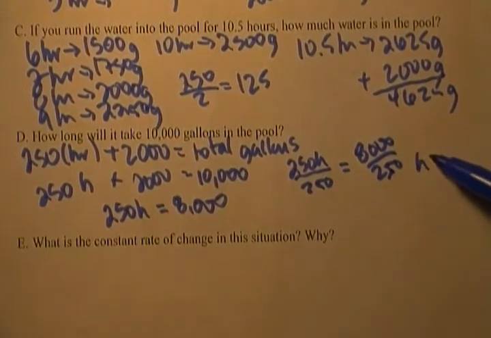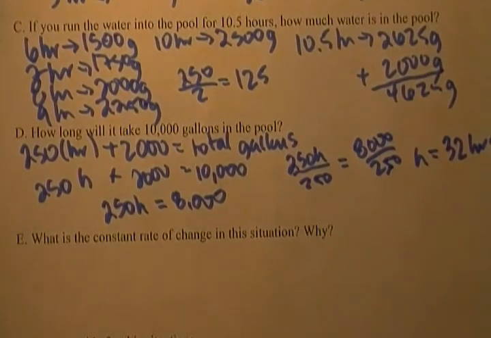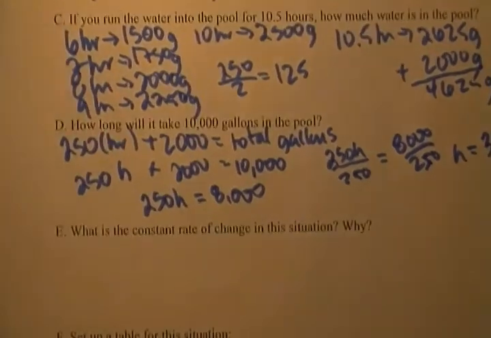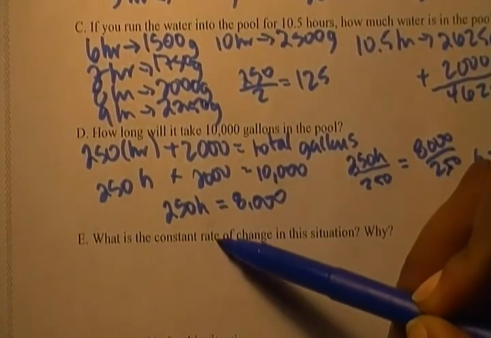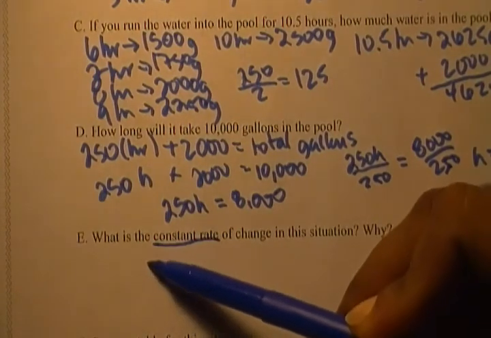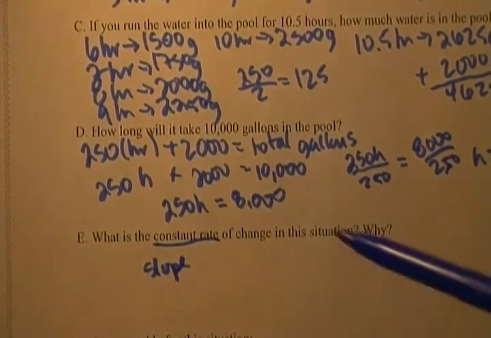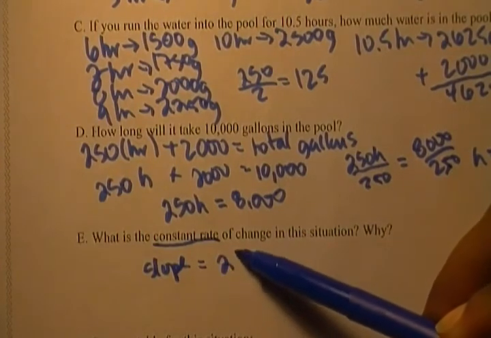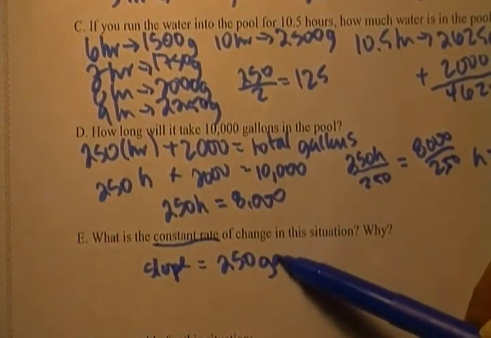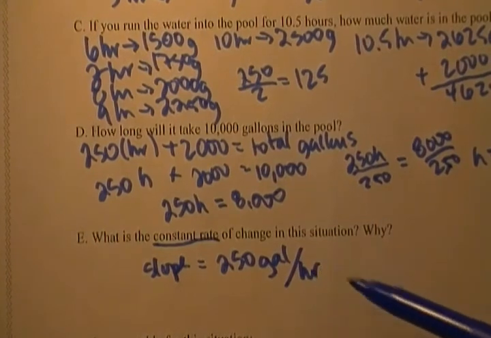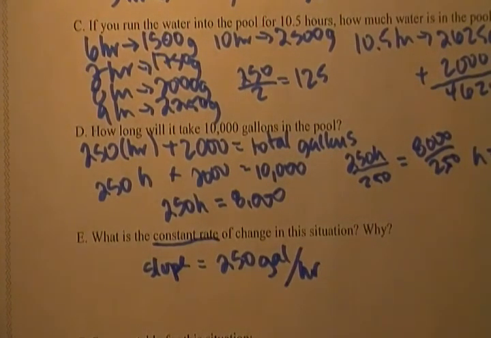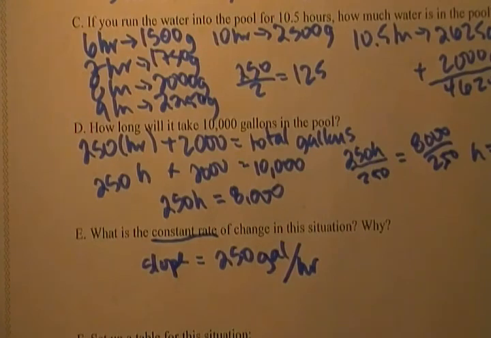Let me get my calculator out. And H equals 32 hours. It takes that long to fill in the pool so that it has 10,000 gallons in it. Part E says, what is the constant rate of change in this situation? Well, if you remember, constant rate means slope. So what is the slope? 250 gallons per hour. That's it for parts C through E.